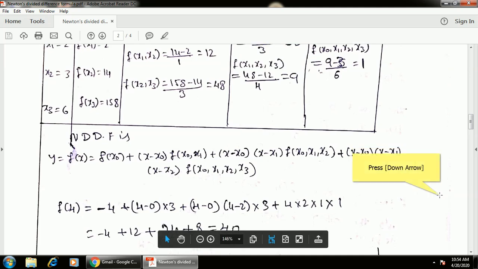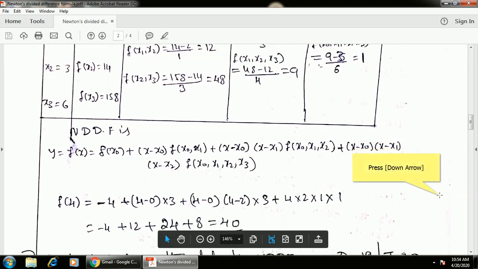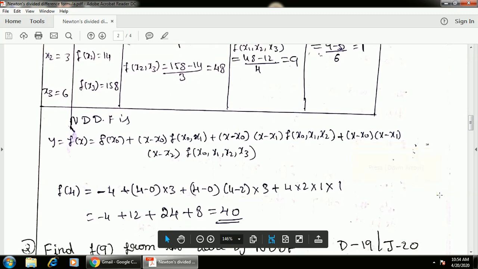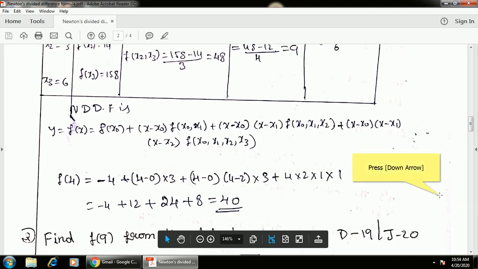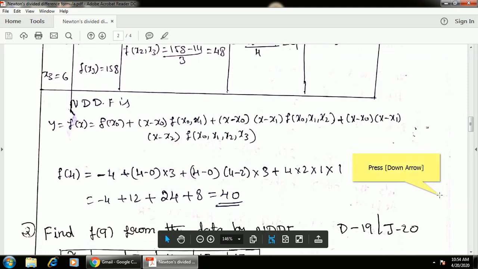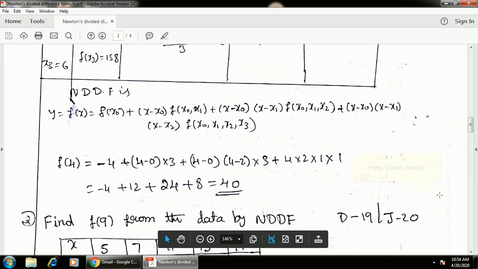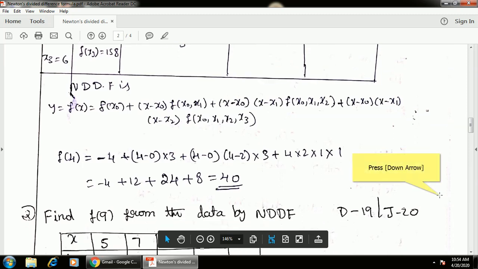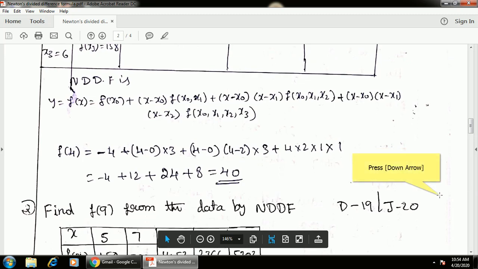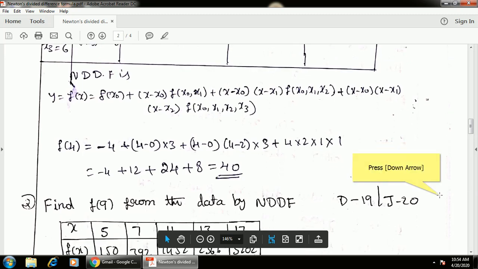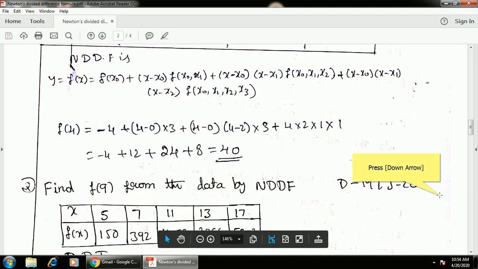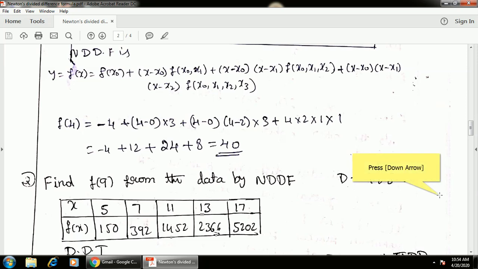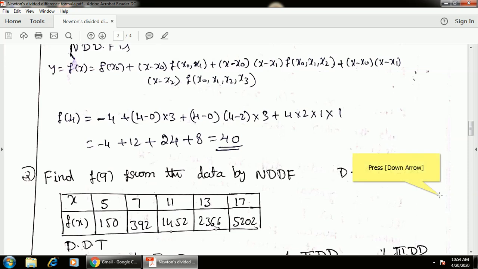If I simplify this, it comes out as 40. That is, f of 4 is equal to 40. It is a very simple problem. Okay, next problem.